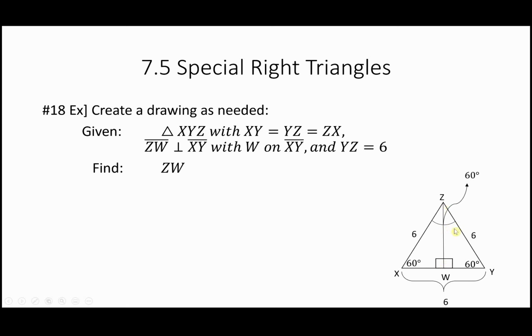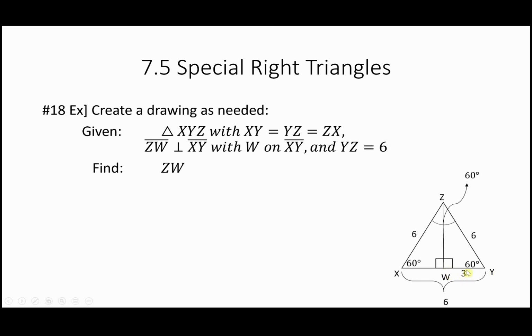Angle WZY is 30 degrees because that's the number of degrees that are left for the right triangle ZWY. Okay? Now we're trying to find the length of ZW. Notice that the triangle ZWY is a 30, 60, 90 right triangle. We know the hypotenuse, right? So the hypotenuse can be cut in half to find the smaller leg WY of 3.